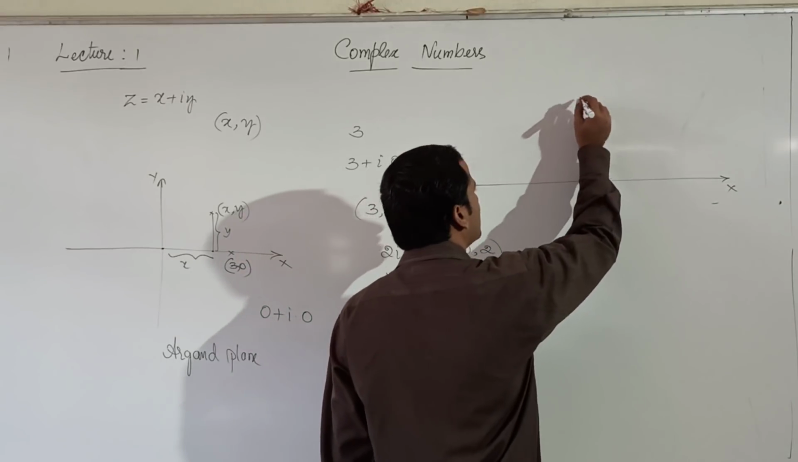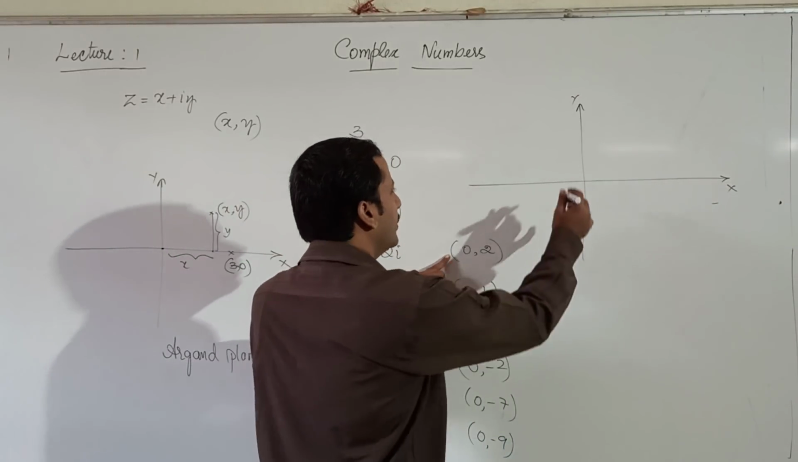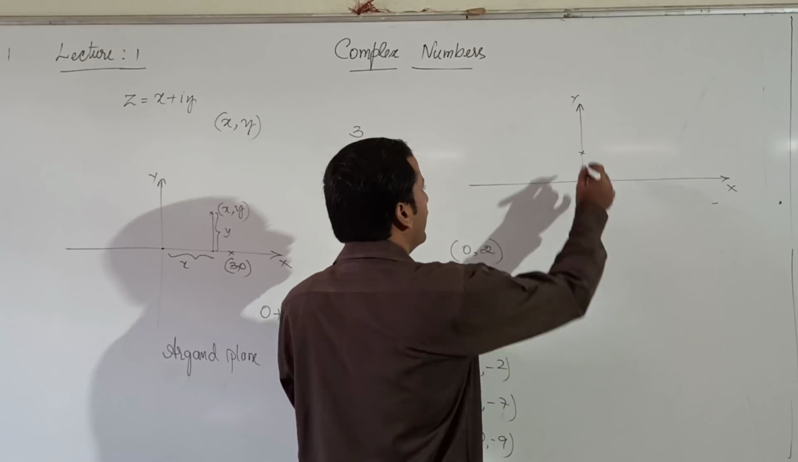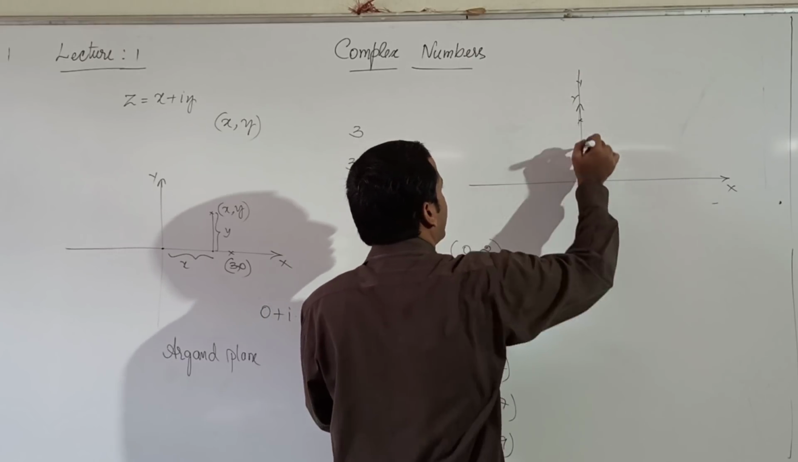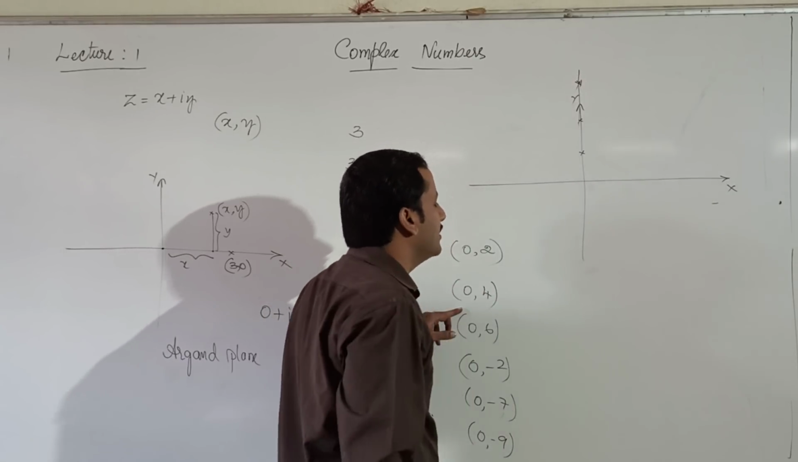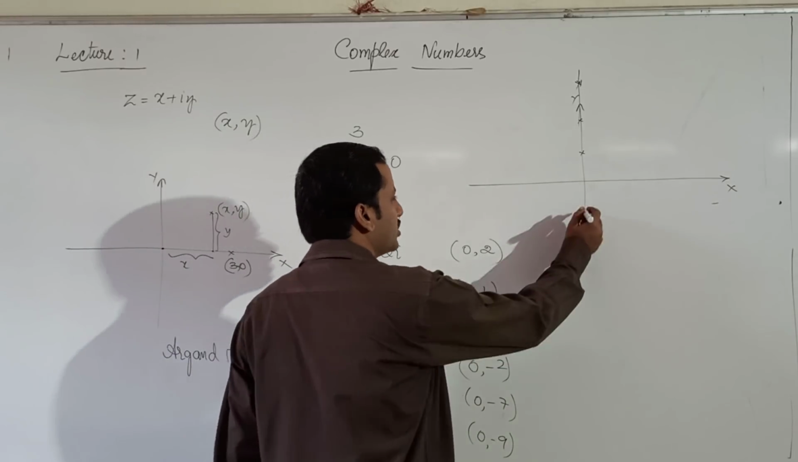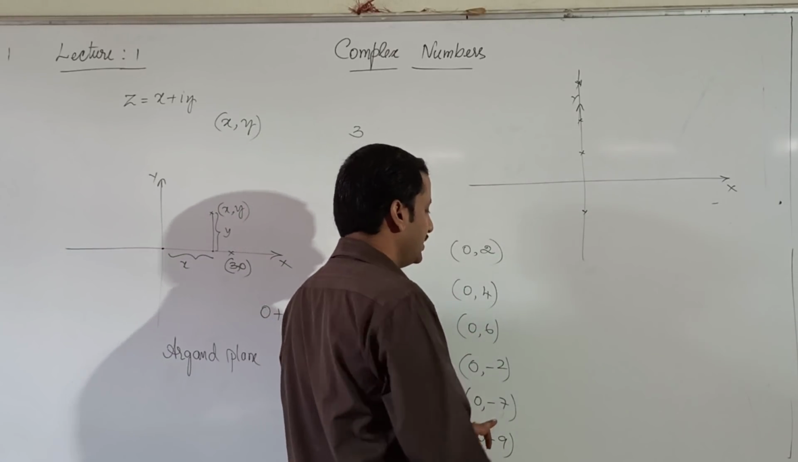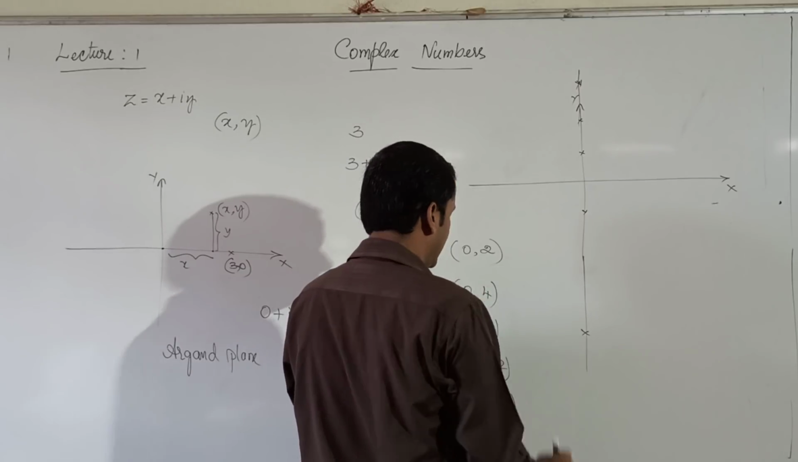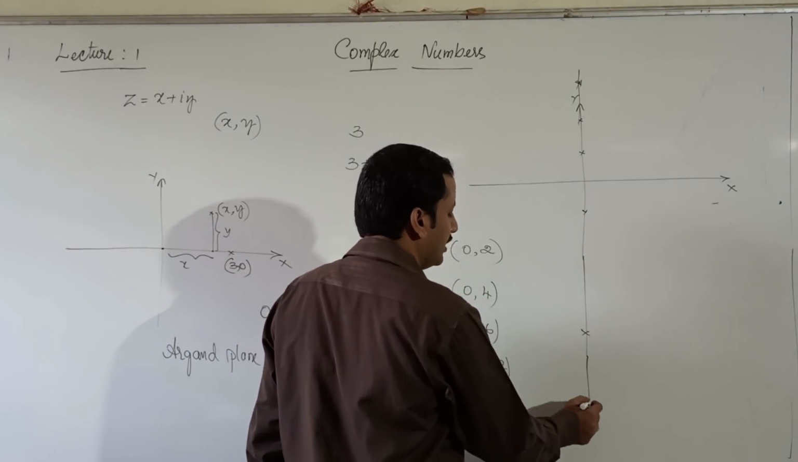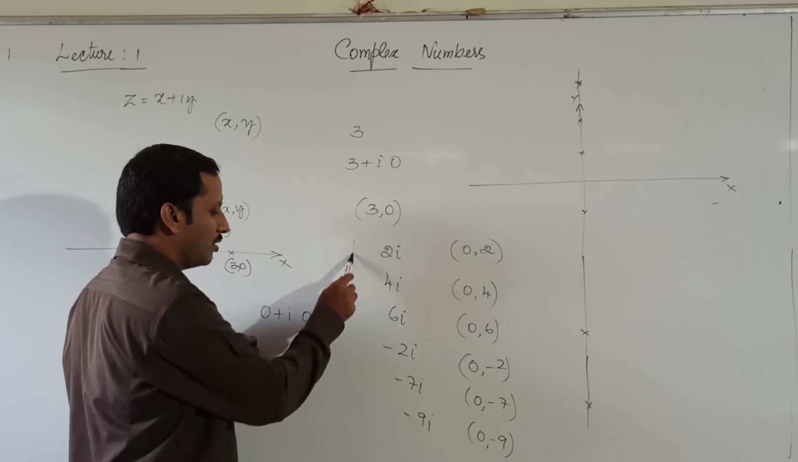See those points. (0, 2) is somewhere here. (0, 4) is here. (0, 6) is here. Let me explain it. This point is (0, 6). There is (0, minus 2) here on the negative y-axis. (0, minus 7) is here. (0, minus 9) here. Now look at all these complex numbers.